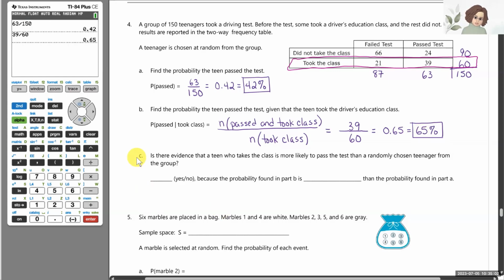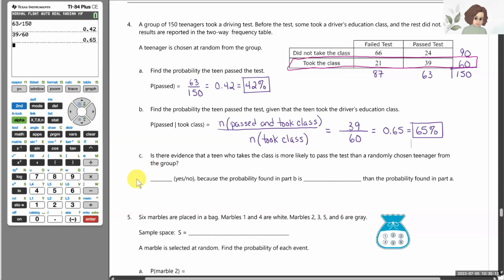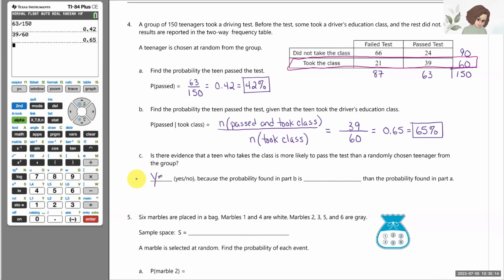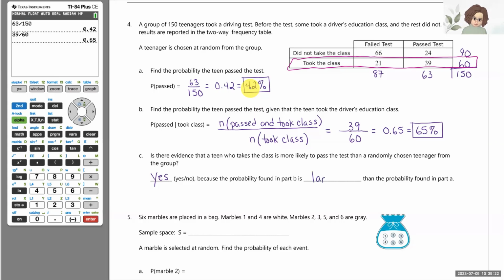So for part C, it says, is there evidence that a teen who takes the class is more likely to pass the test than a randomly chosen teenager from the group? All right, so I'm going to say yes, because that answer found in part B is larger than the answer found in part A.